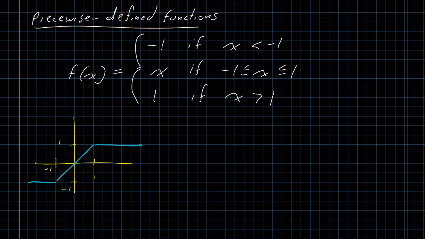This particular piecewise defined function is convenient because the two pieces match at the place where they break. Whether you take the first branch or the second branch at x equals -1, you get the same exact value out. That doesn't always have to be the case.